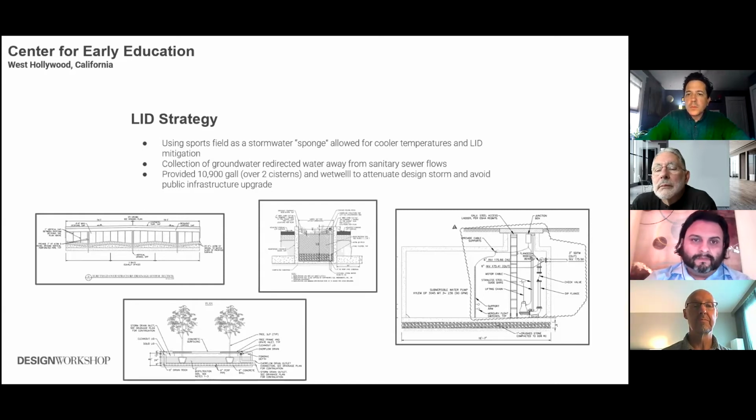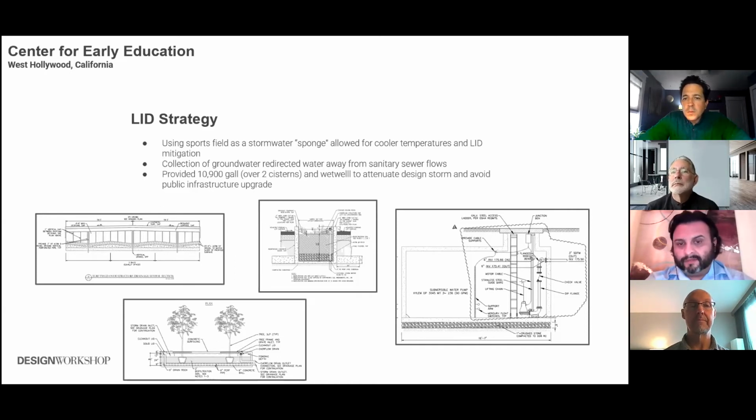And then there's collecting that groundwater and redirecting it. The groundwater in that area was a bit of a challenge as well, because there was a nearby gas station, and there were concerns about the level of contamination, right? So, not to make an existing problem worse, we were able to intercept that groundwater and run it into bioretention elements for treatment as well.